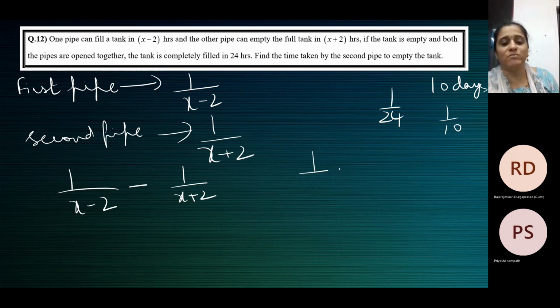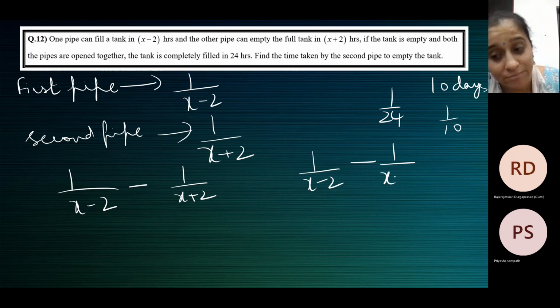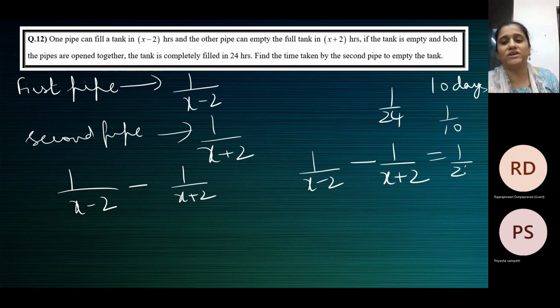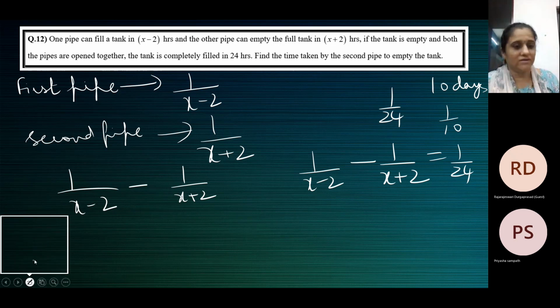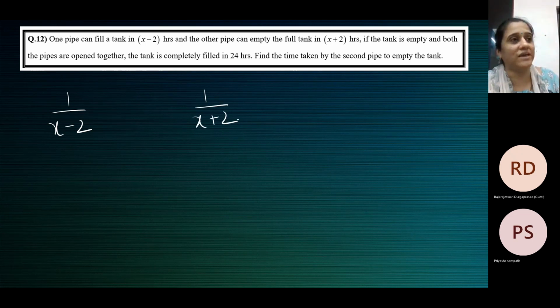So this is 1 by X minus 2, the fraction of the tank filled in 1 hour. And this is the fraction of the tank emptied in 1 hour. Ultimately, net, it's filled only. How much is filled in 1 hour? 1 by 24. Why equal to 1 by 24? Listen again. This is the fraction of the work done by the first pipe in 1 hour. This is the fraction of the work done by the second pipe in 1 hour. This is the fraction of the work done by both the pipes in 1 hour.